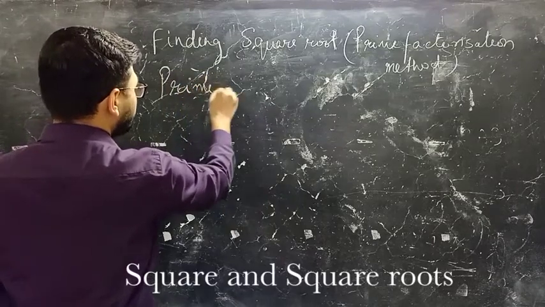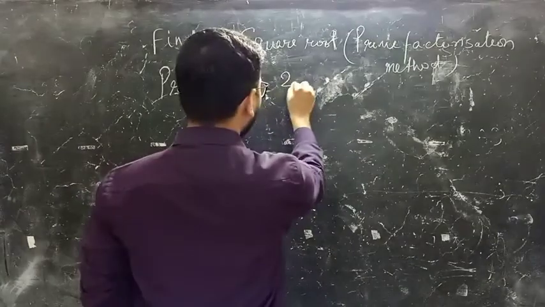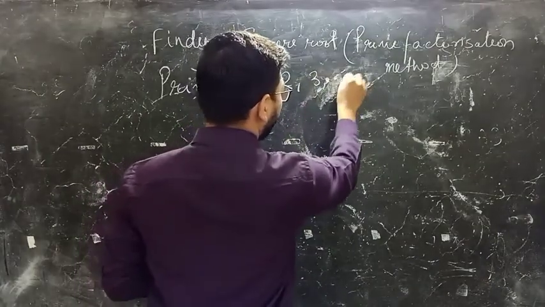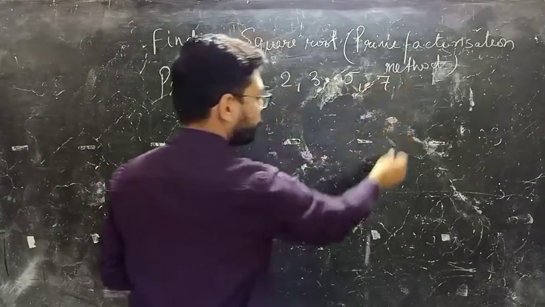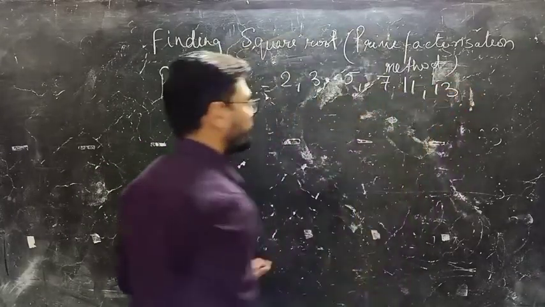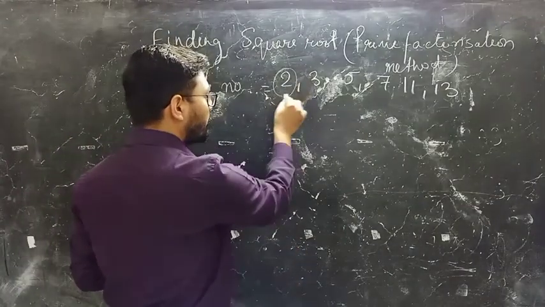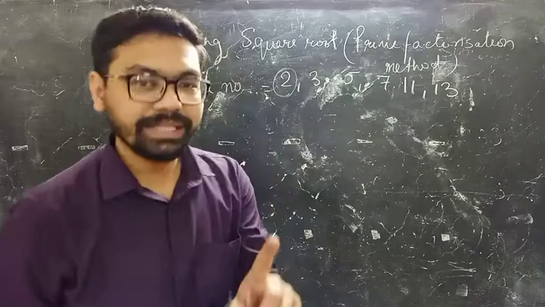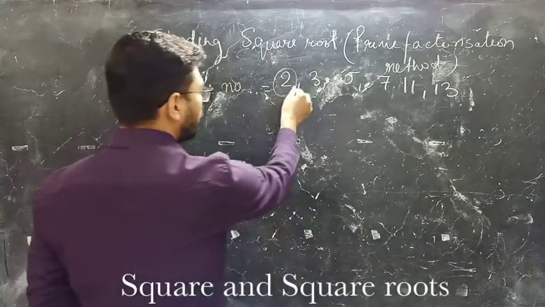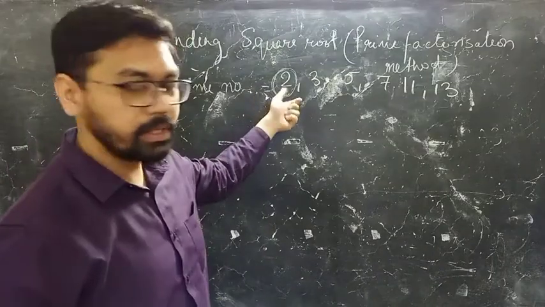So prime numbers are numbers like 2, 3, 5, 7, 11, 13. These are the numbers which are divisible by the number itself or by 1. Or you can say the factors of a prime number are 1 and the number itself.